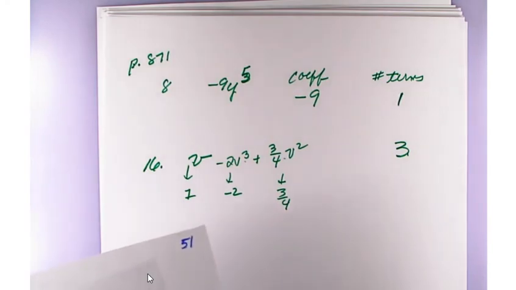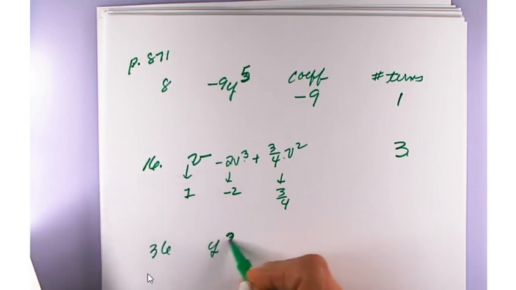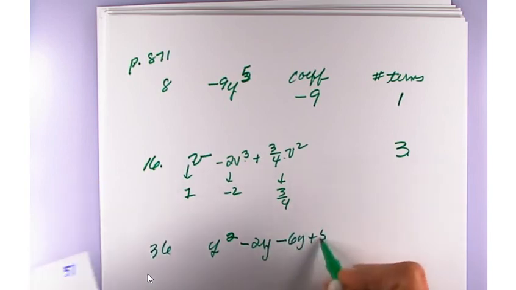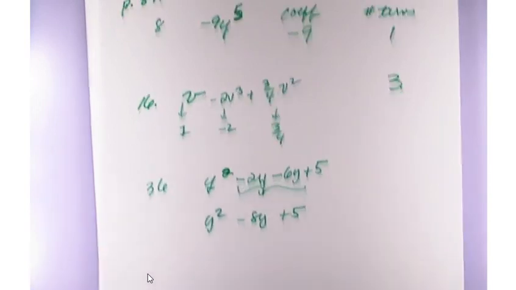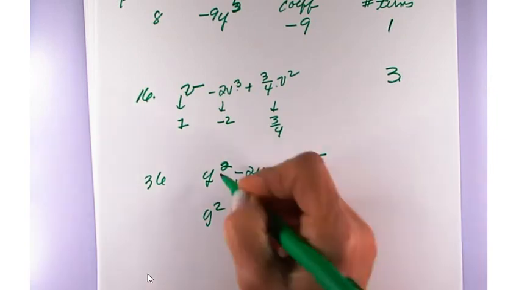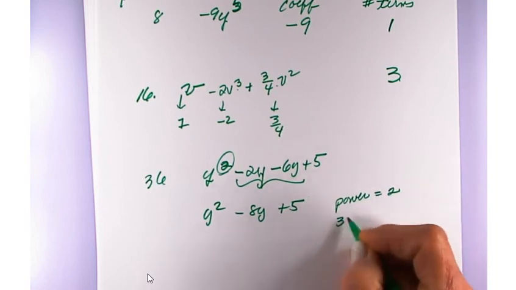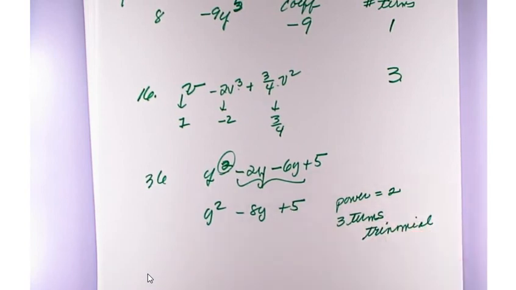for each polynomial, simplify it. So number 36, we have y squared minus 2y minus 6y plus 5. It says to simplify, so I'm going to add these. I now have 3 terms, and the question said, what is the power? The power is 2, and it has 3 terms, so that is a trinomial. So monomial, binomial, trinomial, they are exactly what the prefix says.